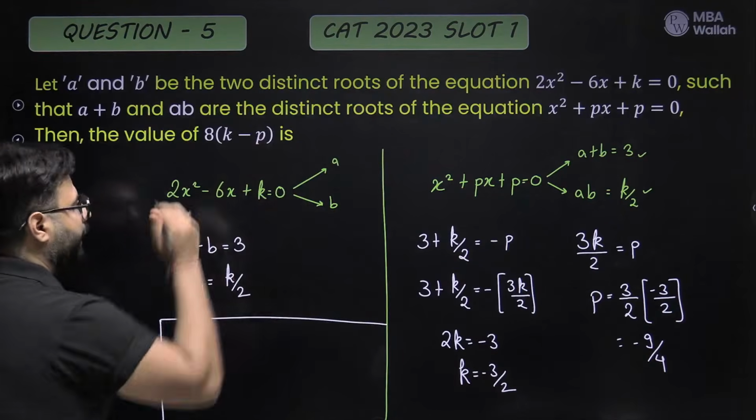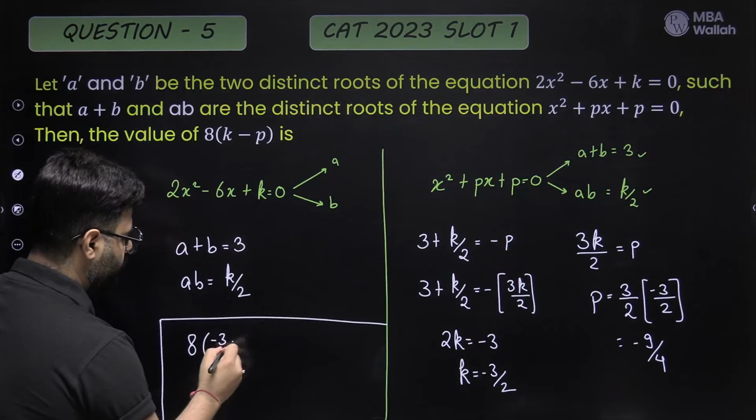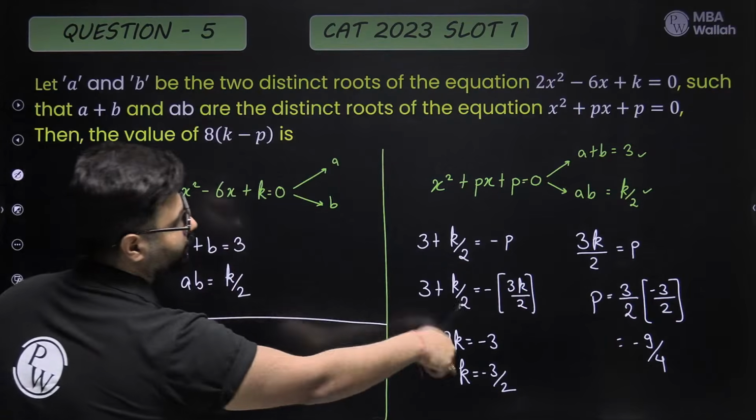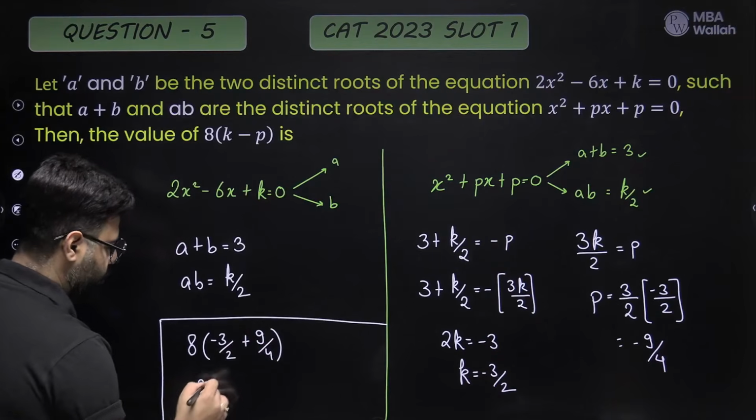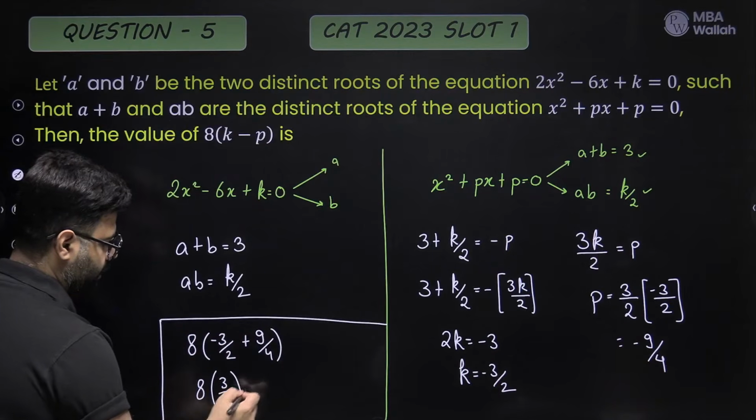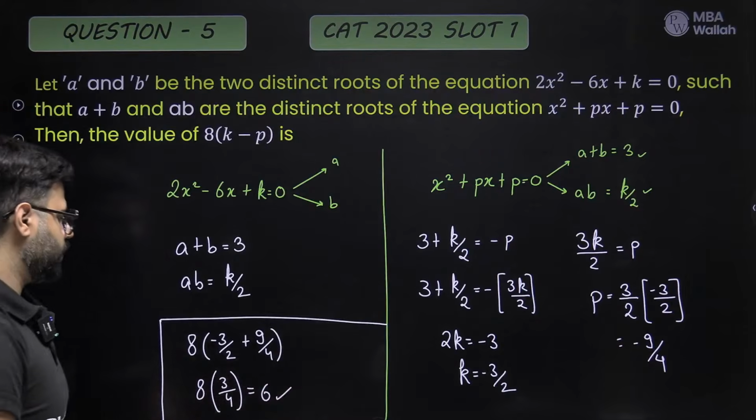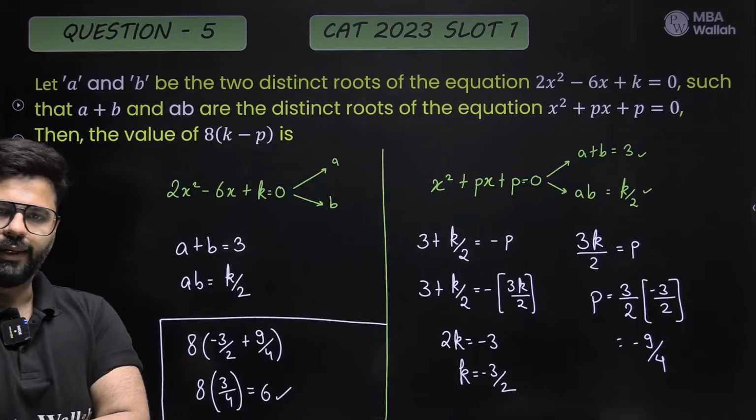So now 8k minus p, 8. What is k? K is minus 3 by 2 and minus p is minus minus, that means plus, plus 9 by 4, and that comes out to be 8. This is minus 6 by 4 plus 9 by 4 is 3 by 4, I guess. Eventually 6. Yes, you guys were right. 2 or 3 of you got to 6, and that's absolutely right.